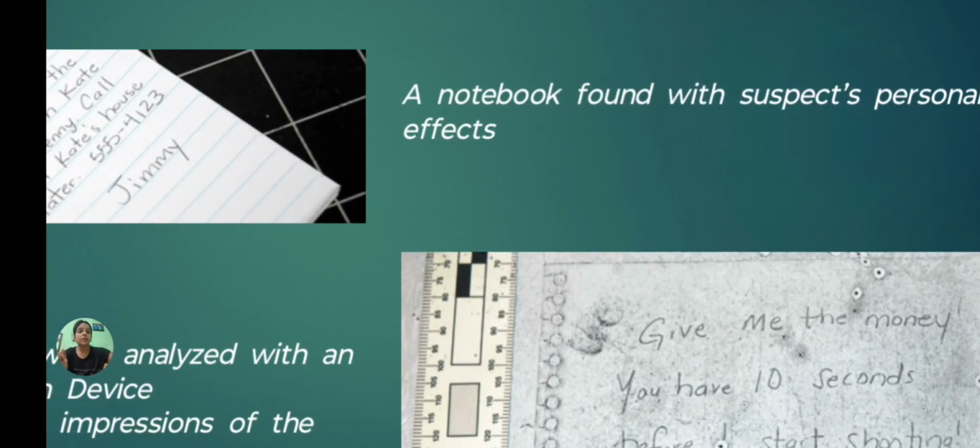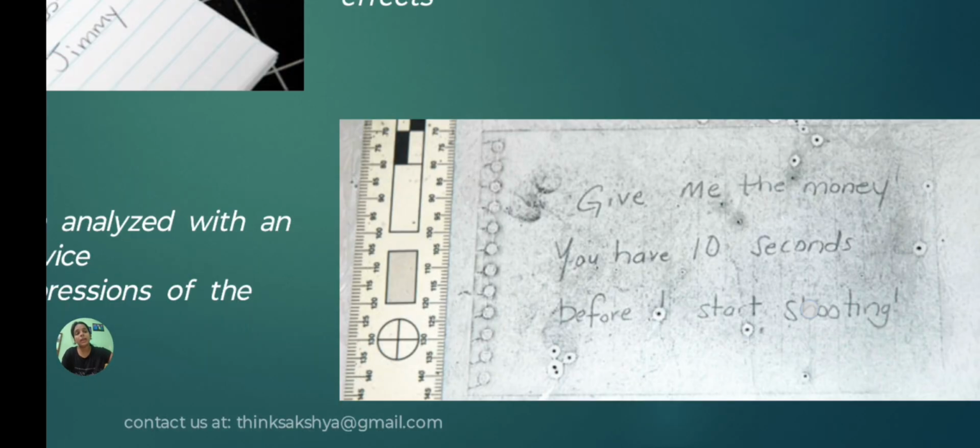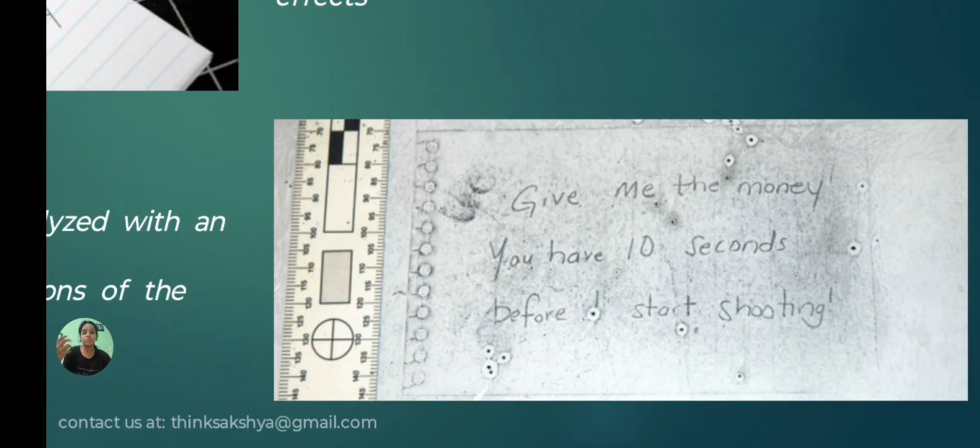Over here, a person wrote something and he tore it off. And after, when we found this notebook at a crime scene, the page was torn off, and the page beneath revealed something very suspicious, which helped us to know that it was a robbery ransom note. So here it is written: give me the money, you have 10 seconds before I start shooting. So this was recovered from a paper which had no writings on it. No ink, nothing was used, and still there were some indented marks left behind on the paper which were revealed using ESDA.